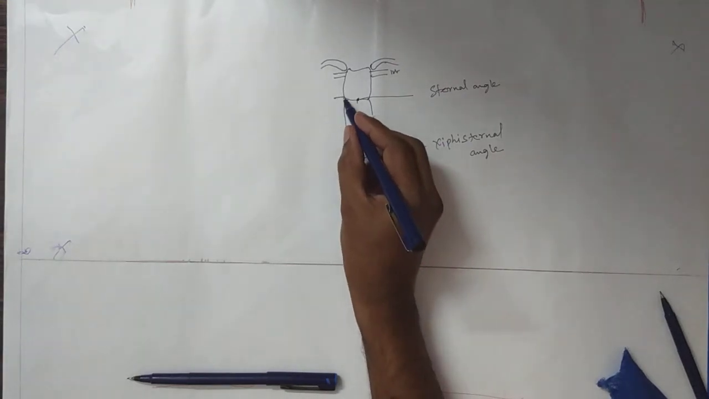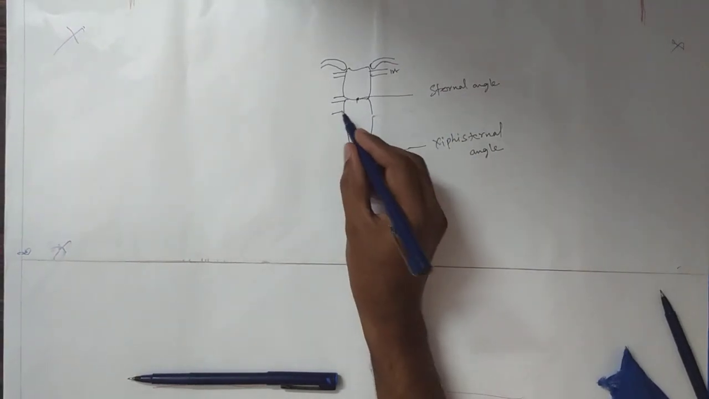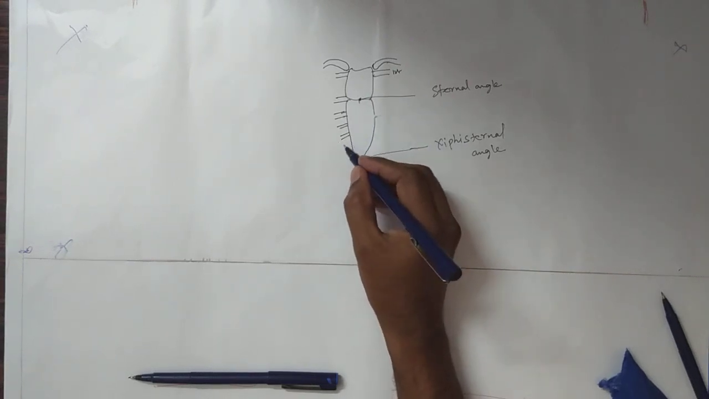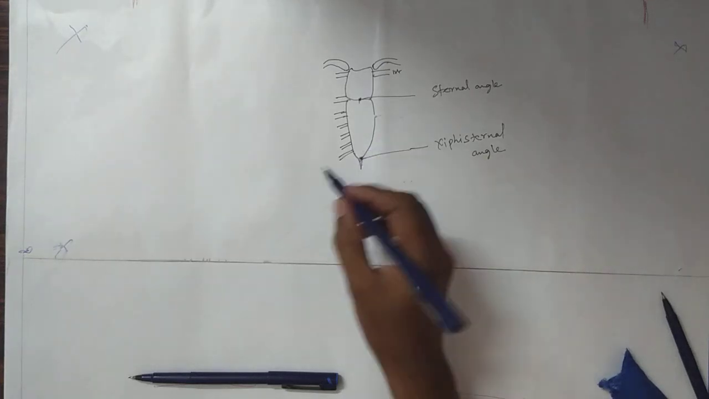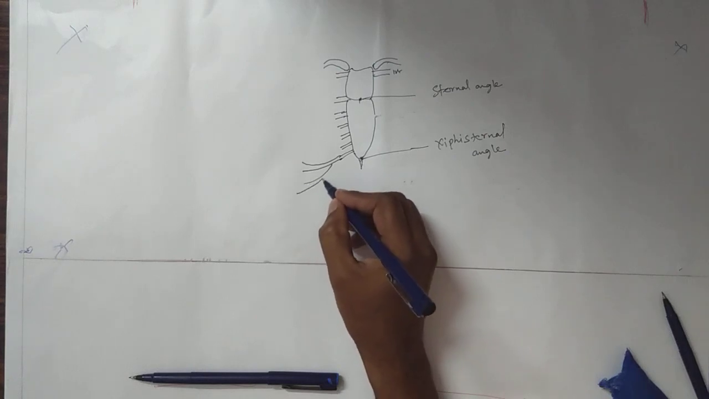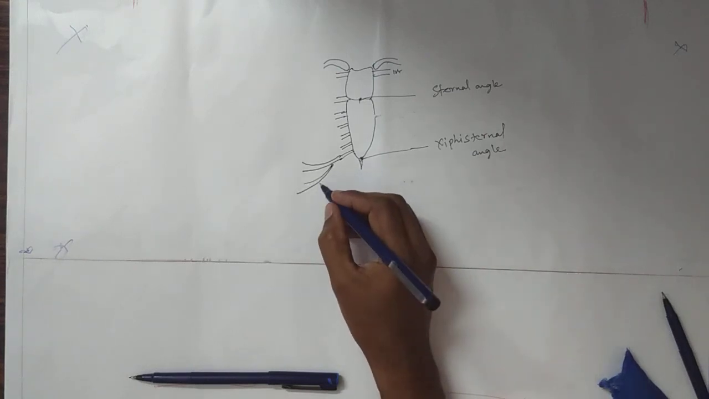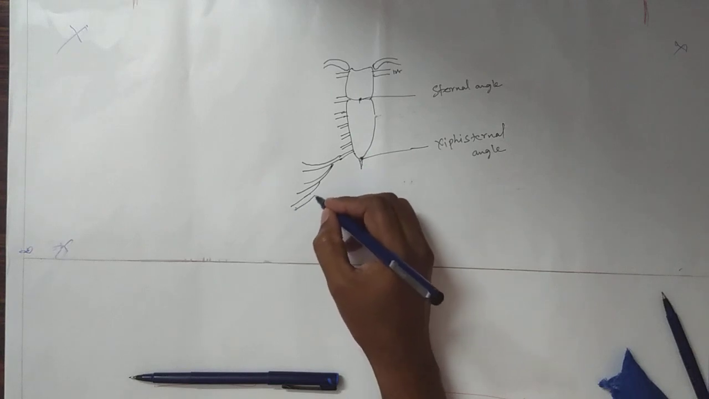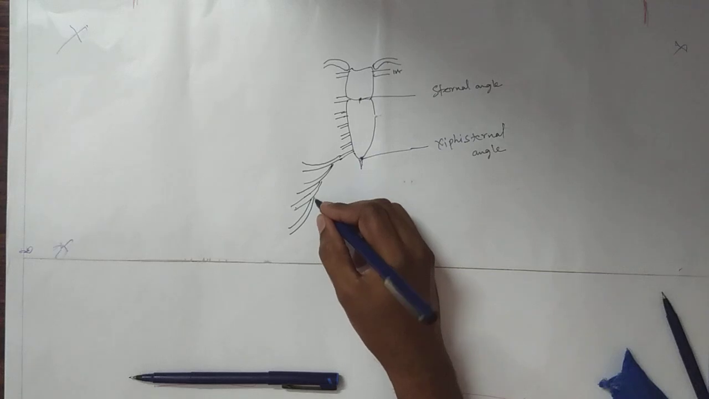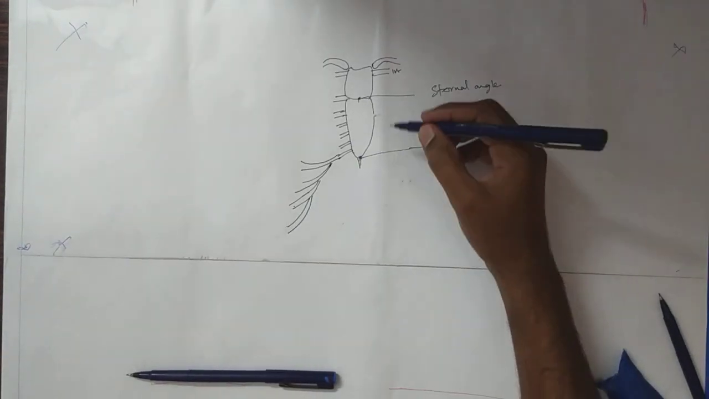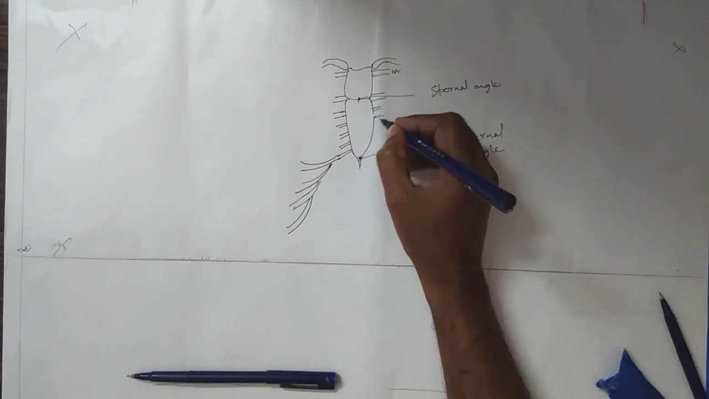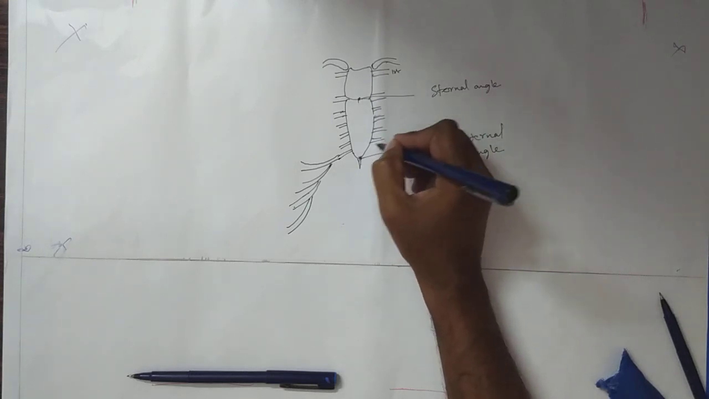Near the sternal angle we have attachment of the second rib, followed by the third, fourth, fifth, sixth, and seventh rib. Attached to the seventh rib we have the eighth, followed by the ninth, 10th rib. Same thing on the left side too: second, third, fourth, fifth, sixth, seventh.